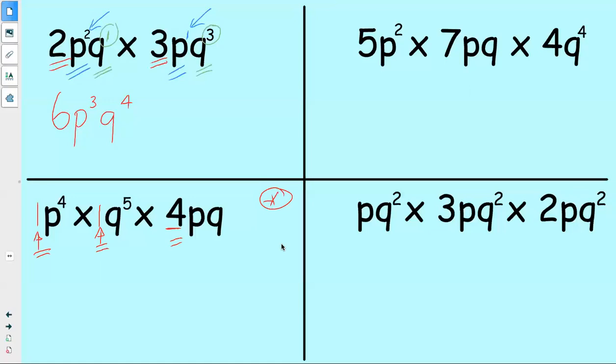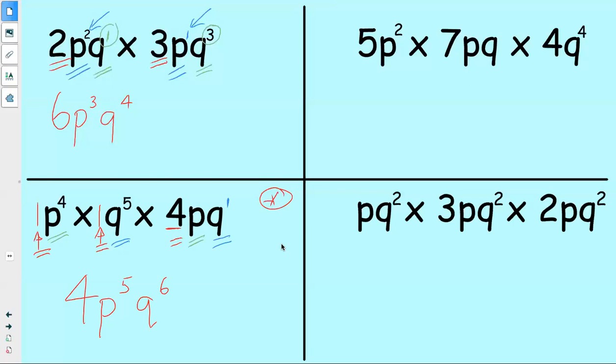So you're going to start with 4, then you're going to look at your p's next. So I've got p to the power of 4, and then there's another p here, multiplied by another p, which would give me p to the power of 5. And then let's look at the q's. I've got q to the power of 5, and then multiplied by another q, remember, which is a power of 1. So it gives me q to the power of 6. Let's move on.